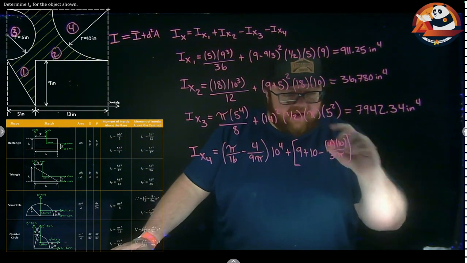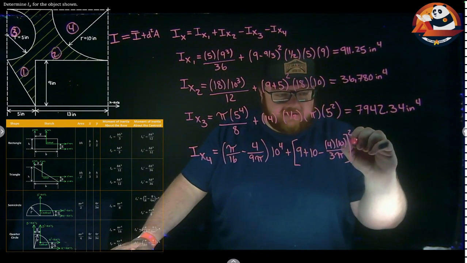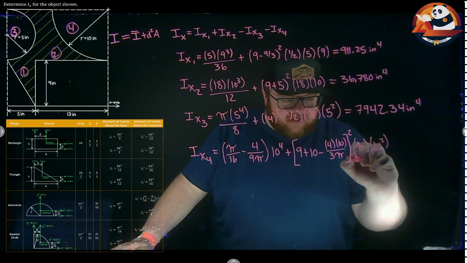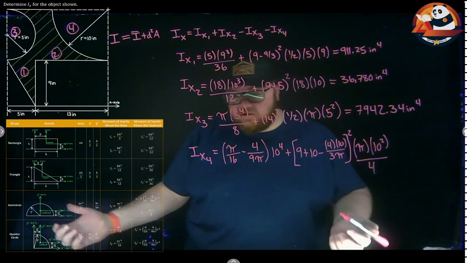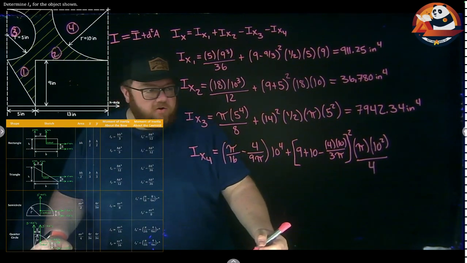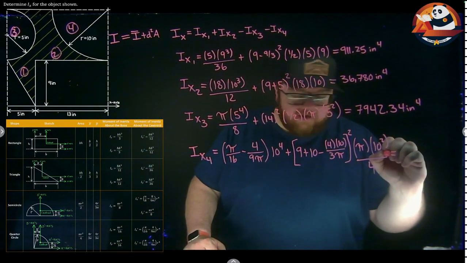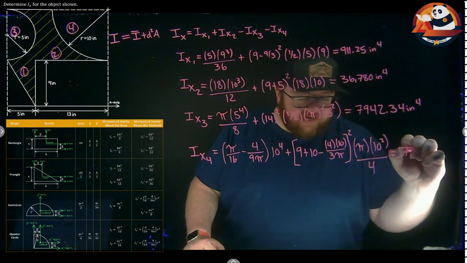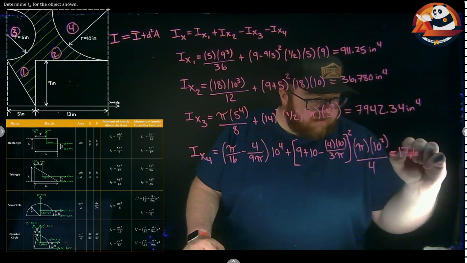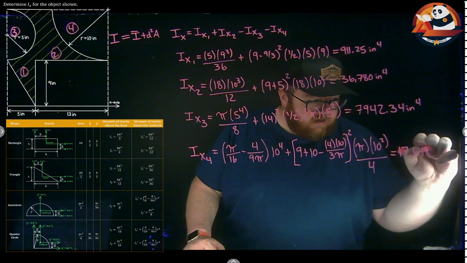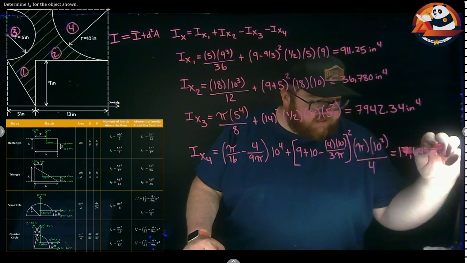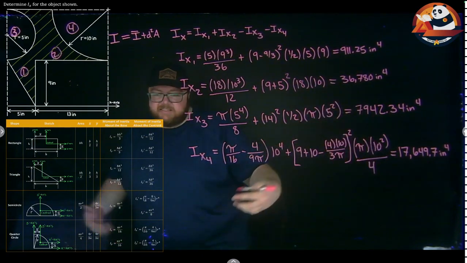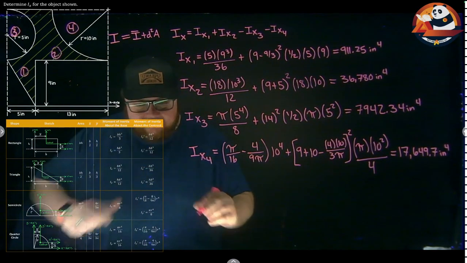We square that and we multiply by the area, so times pi times the radius, 10 squared, divided by 4, because it's a quarter circle. This is going to get us my final piece that I need, 17,649.7 inches to the fourth. With all 4 pieces, I can sum that all up, and I get my answer out here.